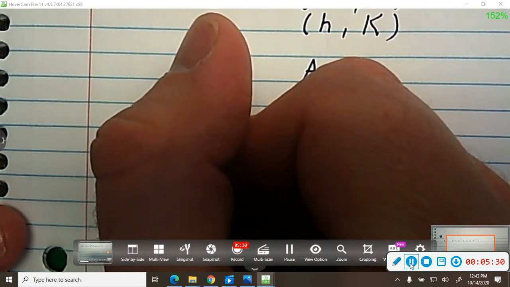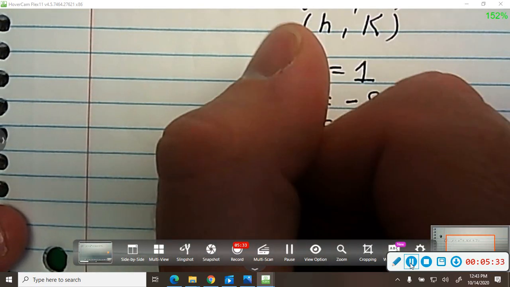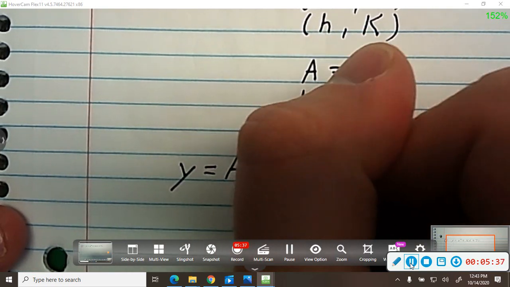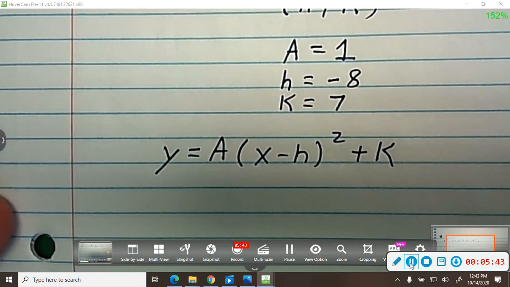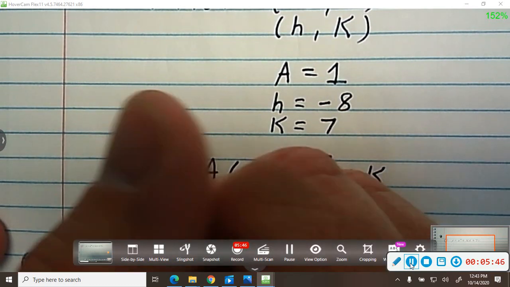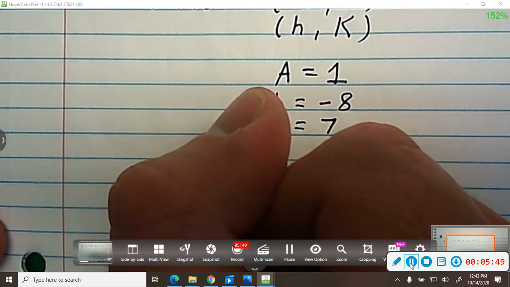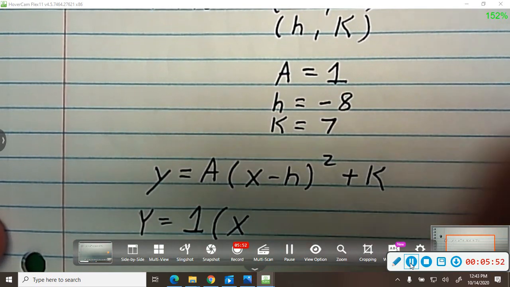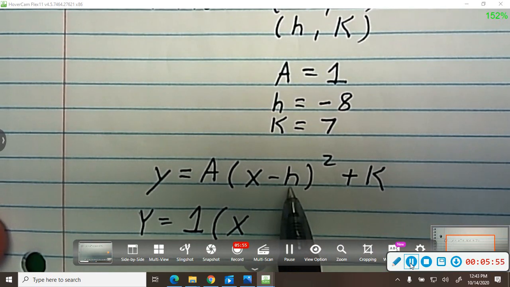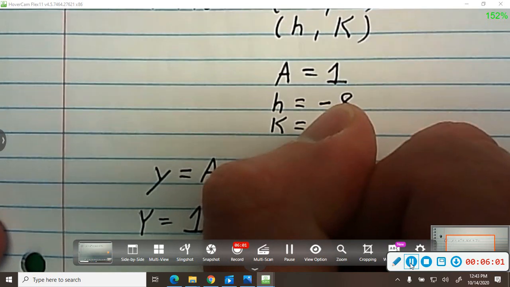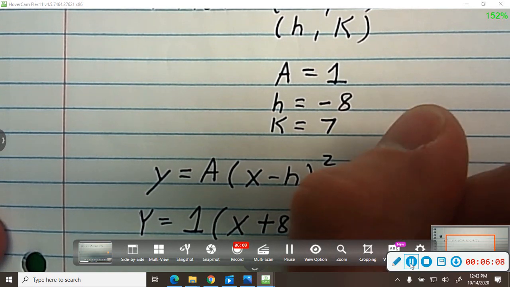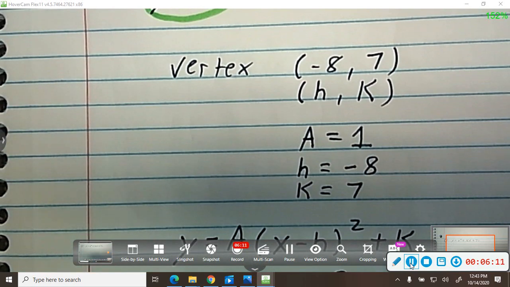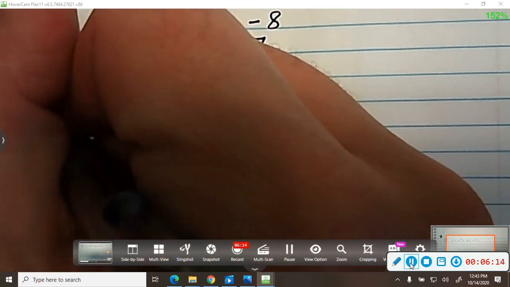So I have a is 1, h is negative 8, k is 7, and the vertex formula says y equals a times x minus h squared plus k. So substituting in, a is 1, h is negative 8. If I plug negative 8 in here, and it's already negative, it's going to change it to plus 8. And then plus k, and k is 7. So I would call this the vertex form.